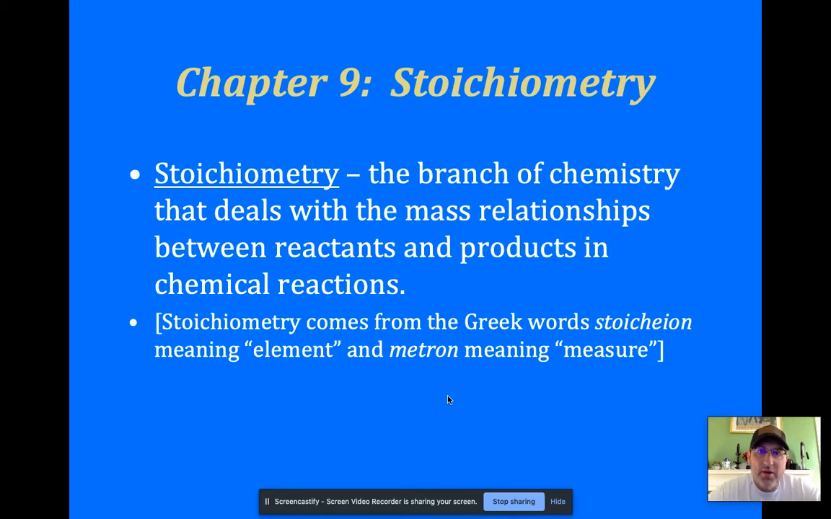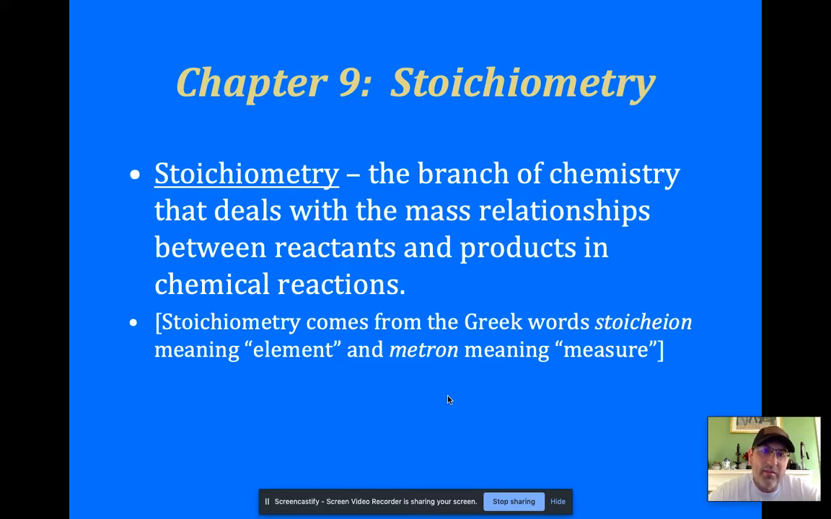So this is the culmination of everything we've done thus far with being able to write a formula, being able to balance that formula, and then finally being able to do a little bit of the mathematics of using these chemical equations. Stoichiometry is the branch of chemistry that deals with the mass relationships between reactants and products in a chemical reaction. So we're going to look at, if you react so much of this with so much of this, how much of this is going to be produced.